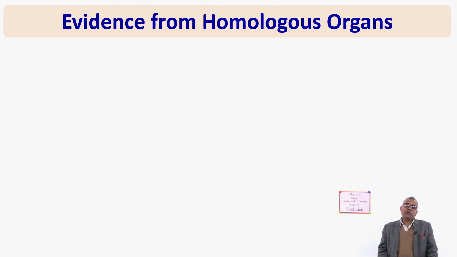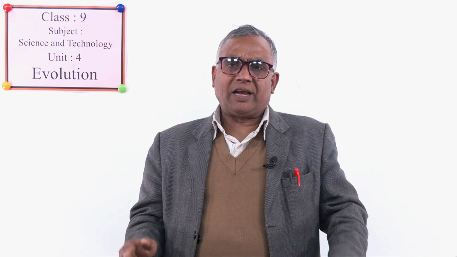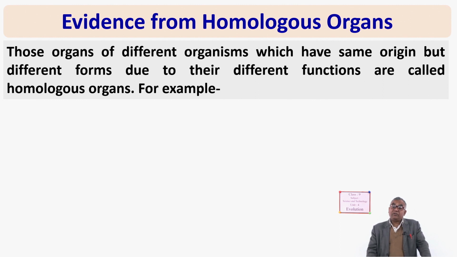From the term itself you can guess what homologous organs are. Homo means similar, so homologous organs are similar organs. In what sense are they similar, external form or internal form? Later it will be clear. At first, just the definition: those organs of different organisms, not the same one, which have the same origin. Same origin means same internal structure, same anatomy, but different forms and different external features due to their different functions, are called homologous organs.